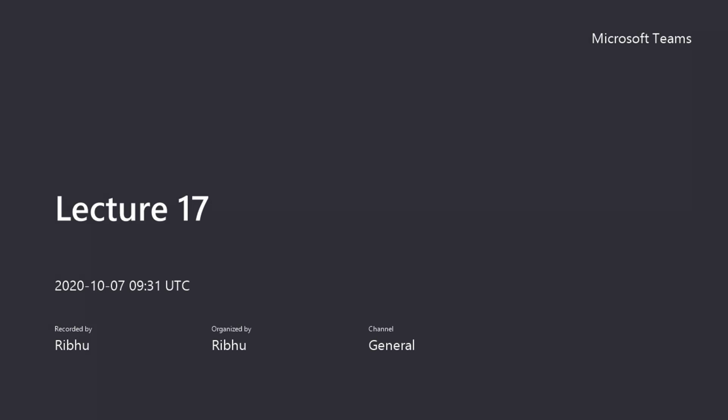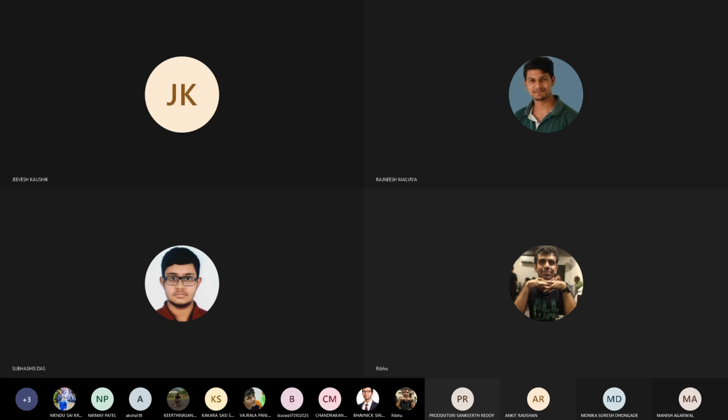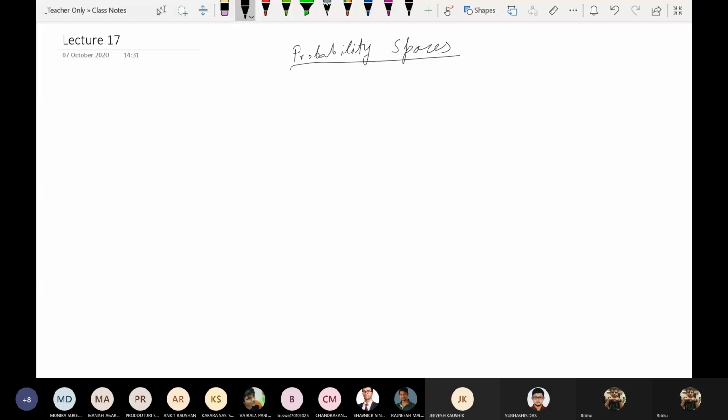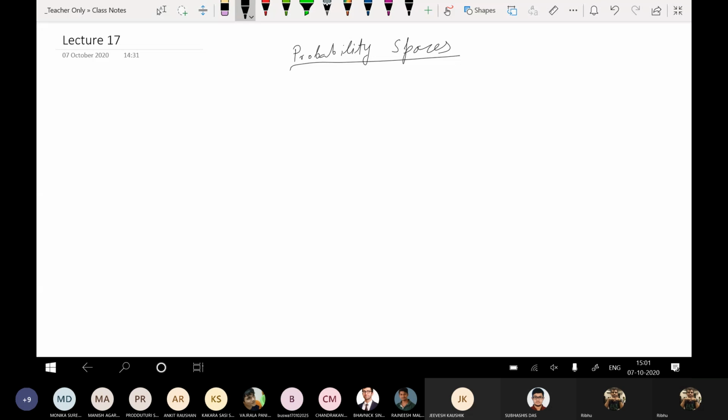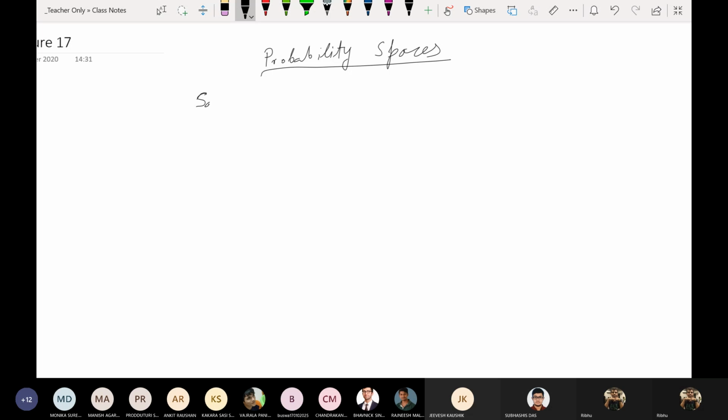So yesterday we were talking about probability spaces, and we had talked about the discrete event space. So let's recapitulate whatever we did yesterday. Yesterday we had talked about the sample space.